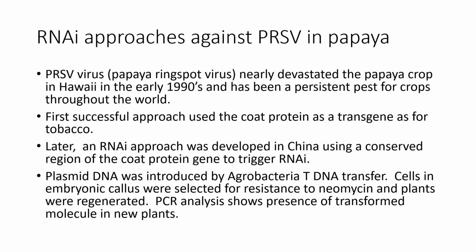So one example was in papaya. Now this papaya ring spot virus is a poster child for devastated crops. It nearly devastated the entire papaya crop in Hawaii in the early 90s and has been a persistent pest throughout the world. Okay, so the original first successful experiments did use a coat protein, but later RNAi was developed in China that used a conserved region of the coat protein to trigger the RNAi.